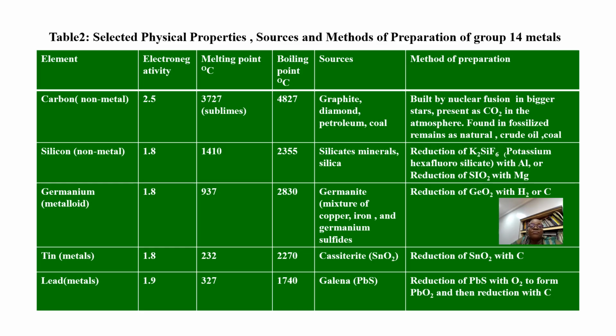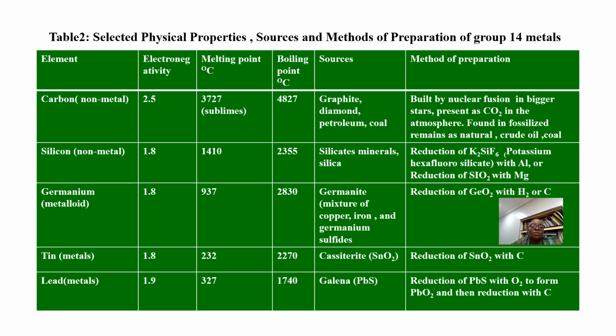Table 2. Selected physical properties, sources, and methods of preparation of group 14 elements. These elements, carbon, silicon, germanium, tin, and lead, are the elements of group 14. It is observed that metallic tendency increases down the group, carbon being a non-metal and tin and lead being metals.